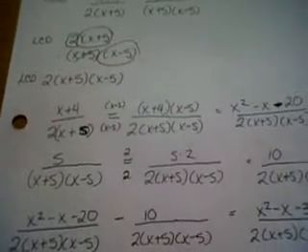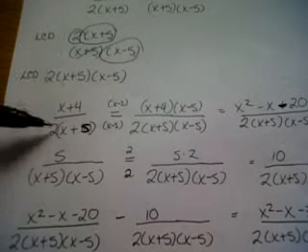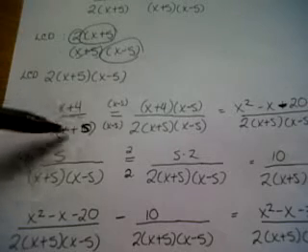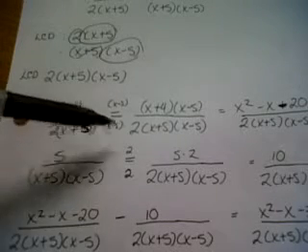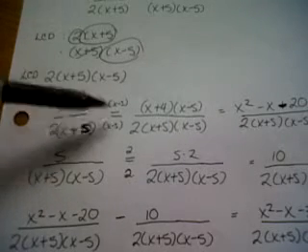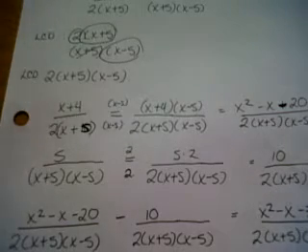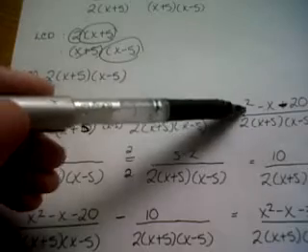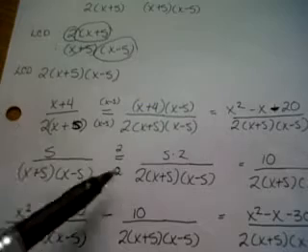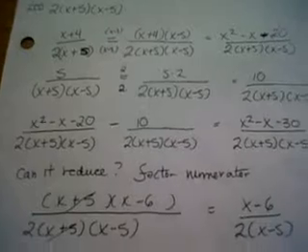I need to change each of my fractions to have the new least common denominator. So this was 2 times x plus 5. The piece that I was missing was x minus 5, so I need to multiply the bottom times x minus 5 to get my new least common denominator. But if I multiply the denominator, I need to multiply the numerator times x minus 5. So I multiply that out, and I get x squared minus x plus 20 if I FOIL. Here I do the same thing. I was missing a 2, so I multiplied in the 2. 5 times 2 gives me 10.